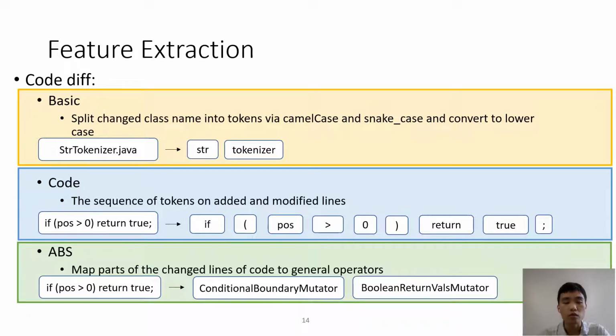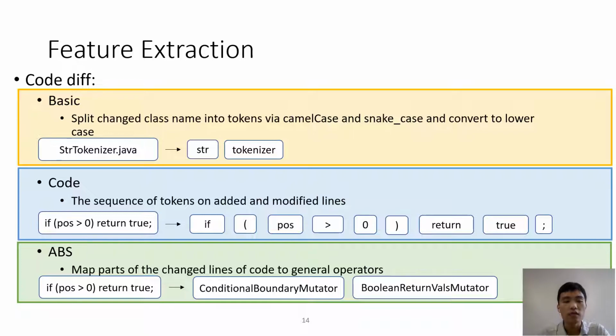The third approach, we call it ABS, which means abstraction of code diff. The actual code diff and change lines may not generalize to unseen or future code changes. To mitigate this issue, we define rules that map parts of the change lines of code to general operators, namely the mutation operators that we use to create the training dataset. The detailed mapping rule is presented in the paper.